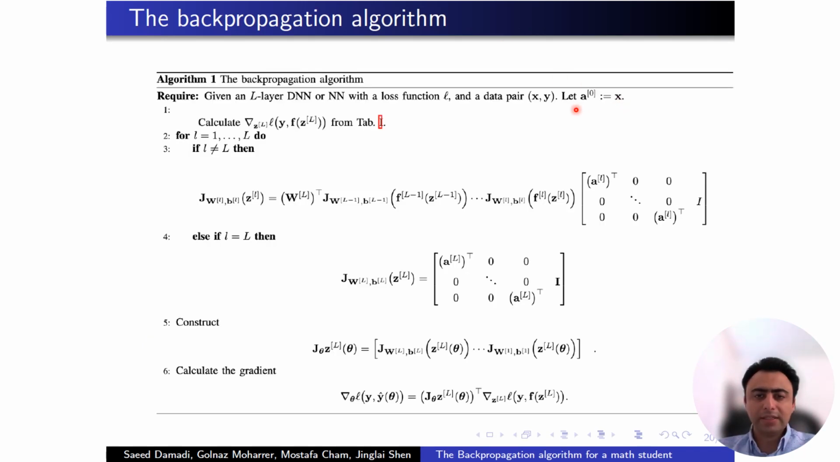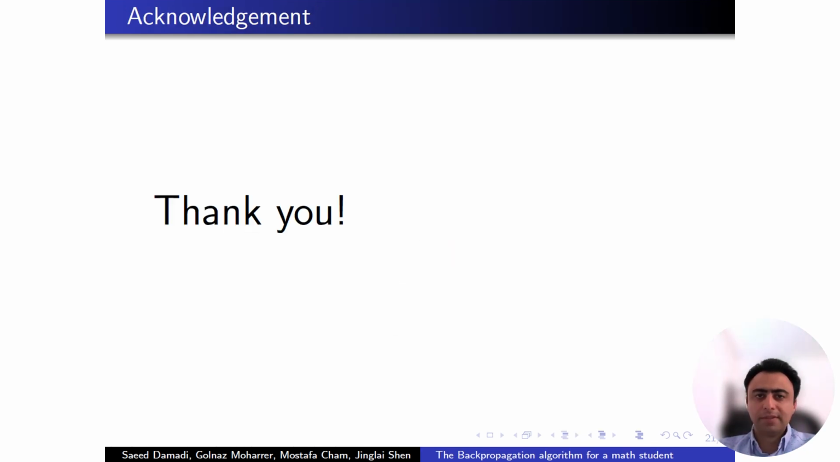And here is the algorithm. We can just let the input be A0, and then we can find the Jacobian terms, and we can also calculate the second term of the gradient from table 1 and come up with the gradient of a neural network very efficiently.